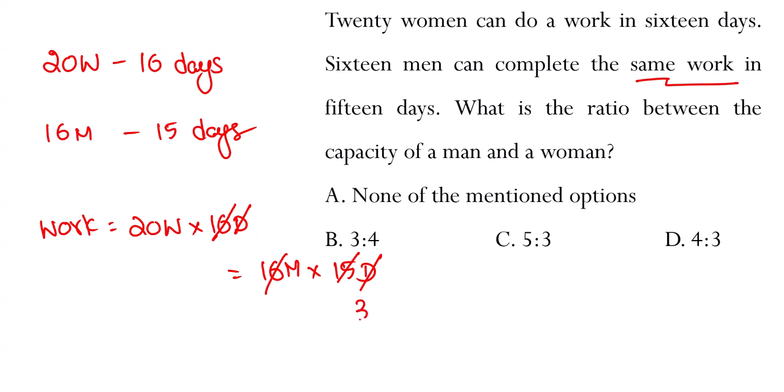This is 5 3 times, 5 4 times. Okay, 4 women equal to 3 men. Men out of women is 4 upon 3. Option D is your answer. Men capacity and women capacity. So 3 men's work is done by 4 women. 4 is to 3 is the answer.